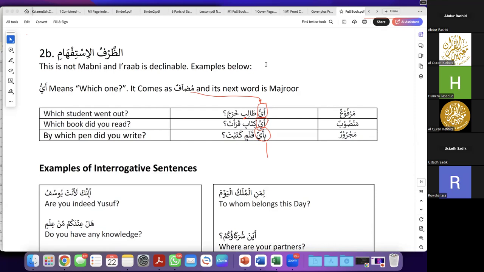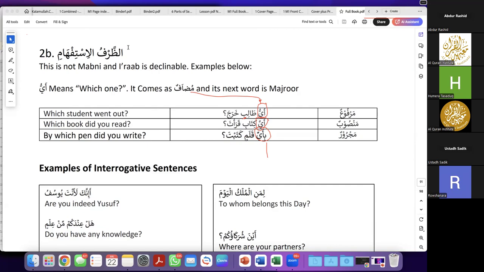But any of the other ismul istifham will not take any change, any haraka. You get it, brothers and sisters. It is declinable, only one. That's why zarful istifham is special, declinable.